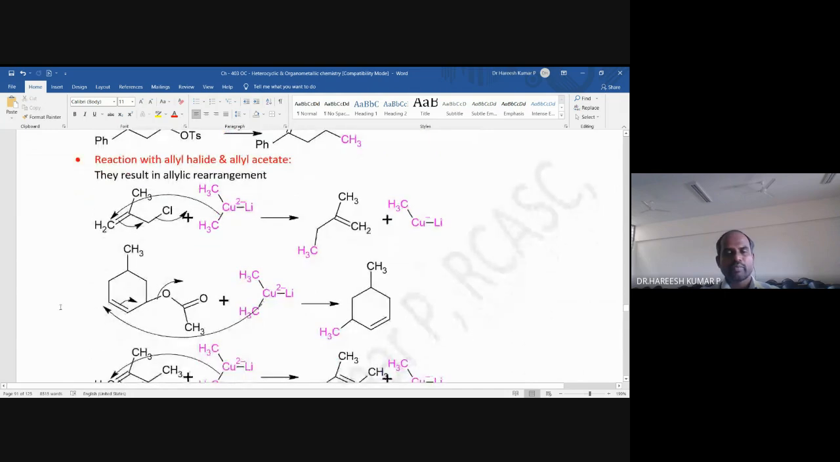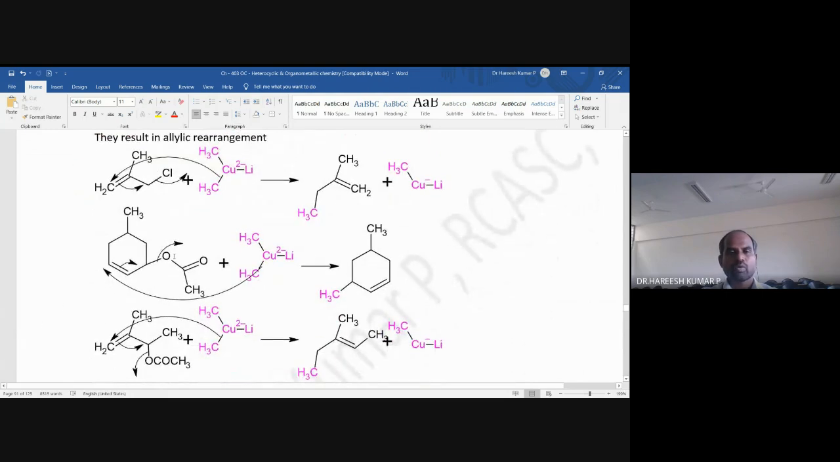I think you are aware of this. One more thing. This compound is called acetoxy. COOCH3 is called acetoxy. Acetoxy, a double bond containing compound. What will happen here? This methyl group is attached to an sp2 carbon atom, but does not attack this carbon. That is the difference. All you need to remember: dimethyl cuprate attacks this particular double bond, meaning the sp2 carbon atom, not the sp3 carbon atom. That's what you need to remember.